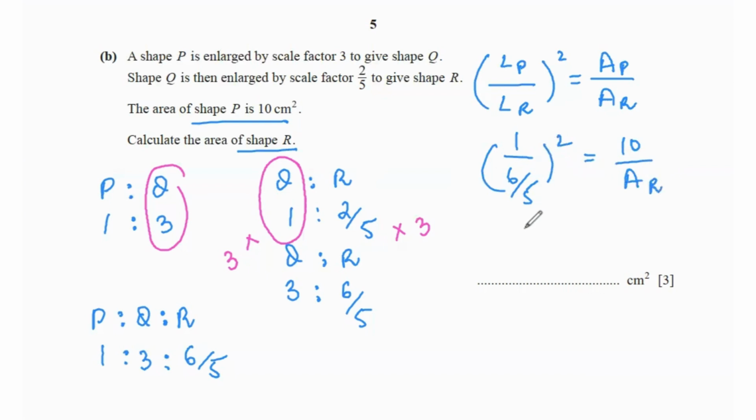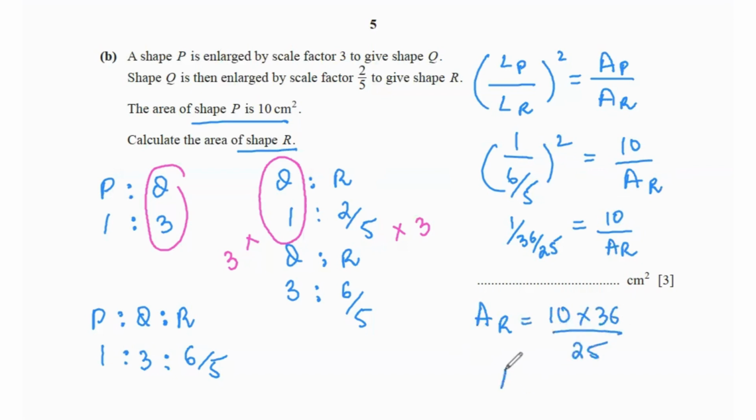So that is 1 over 36 over 25 equals 10 over AR. AR equals 10 times 36 over 25. And that is going to give us 14.4 centimeters squared. That is the area of shape R.